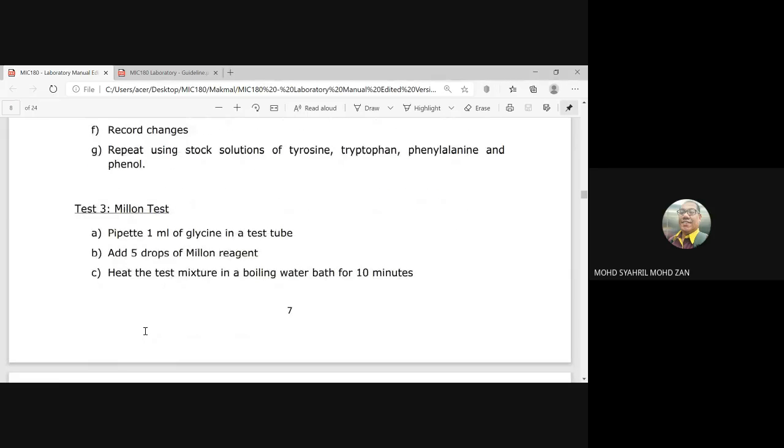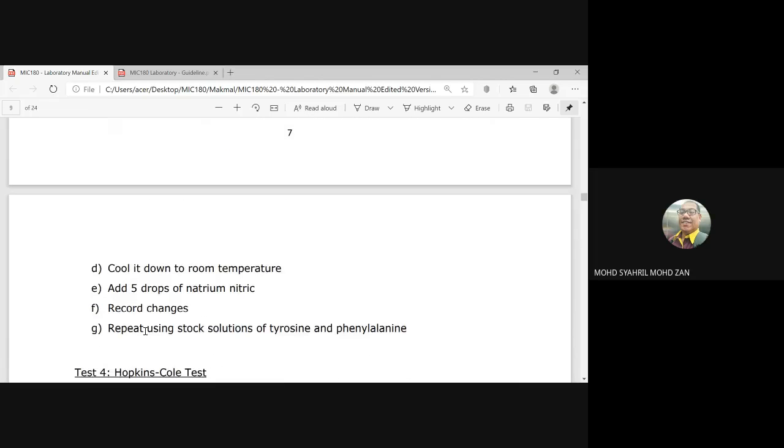Pipette 1 ml of glycine into a test tube. Heat the test mixture to boiling for 10 minutes. Okay, heat the test tube for 10 minutes, right? Cool it down to room temperature and add 5 drops of sodium nitrite. Sorry, sodium nitrite. Record the changes and repeat using stock solutions such as tyrosine and phenylalanine.